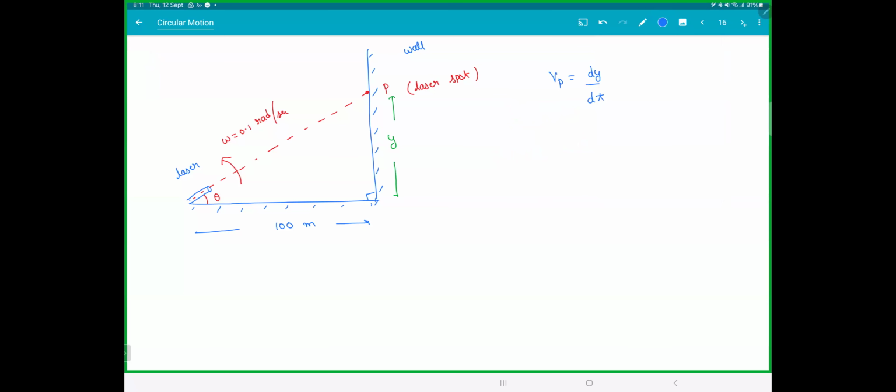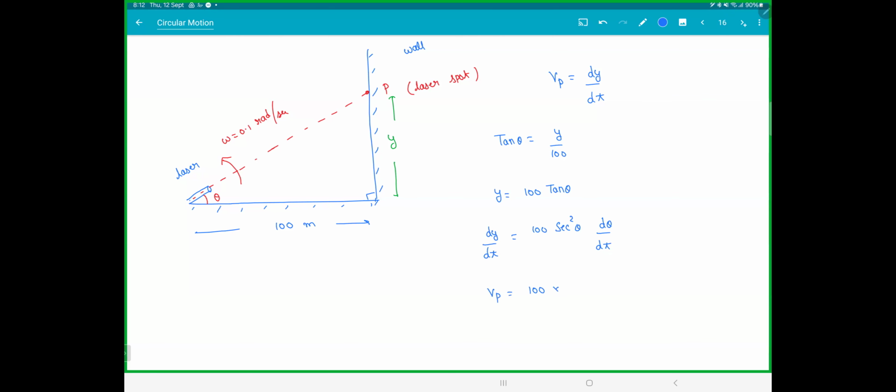Isn't it? When the point P goes upward, what changes? Only the y coordinate changes. So the rate of change of the y coordinate must be the speed of point P. And what is the y coordinate? We know tan theta is y by 100. So we get y is equal to 100 tan theta. Differentiating, dy by dt is 100 times the differential of tan, which is secant square theta times d theta by dt. This would be the velocity of point P.